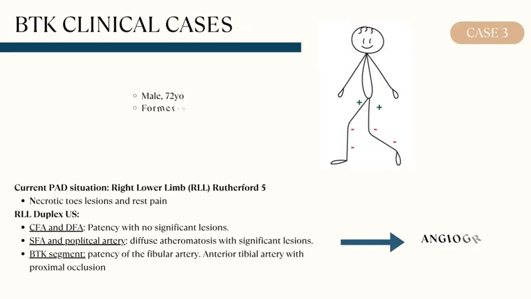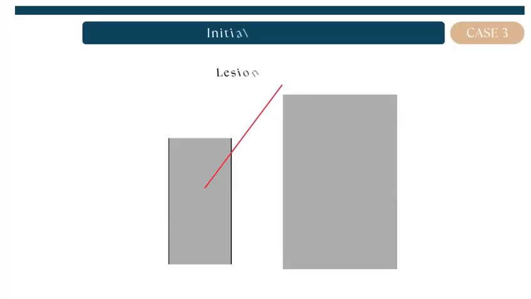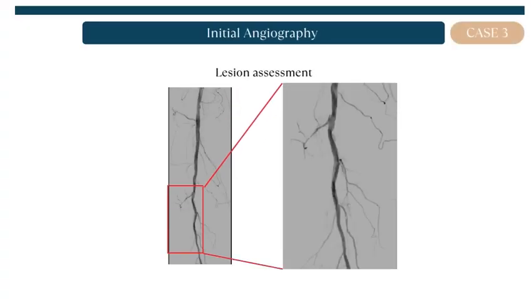The final case is about a 72-year-old patient with the same characteristics as the previous patients, with grade 5 Rutherford obliterative arteriopathy in the right lower limb and an ultrasound showing occlusion in the proximal anterior tibial artery. In this case, the diagnostic arteriography revealed an occlusion on the anterior tibial artery, with only one outflow vessel.